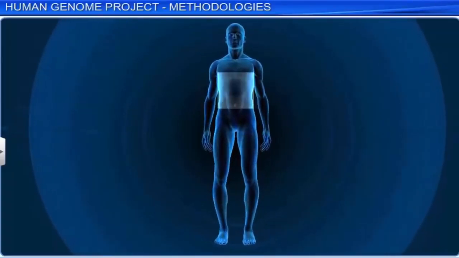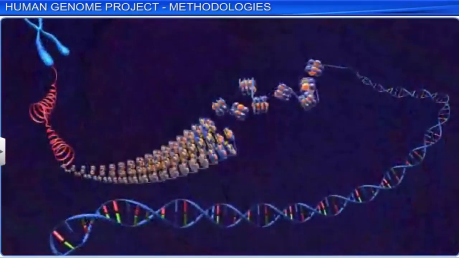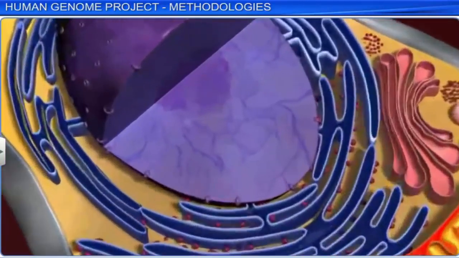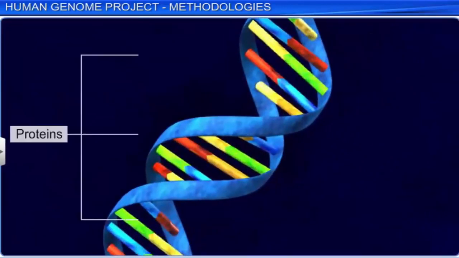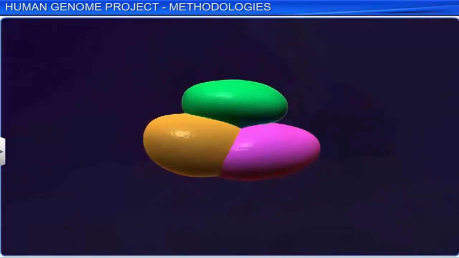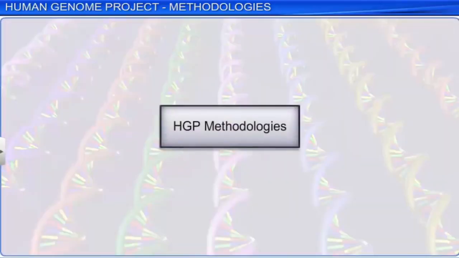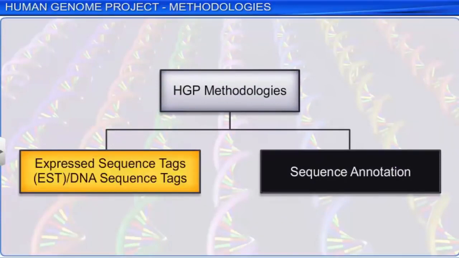For example, biological researchers could now study all the transcripts in an organ, tissue, or tumor. It was also possible to study how thousands of genes and proteins work together inside our cells. HGP itself was made possible by two major methodologies of biological research, expressed sequence tags or ESTs, or DNA sequence tags and sequence annotation.